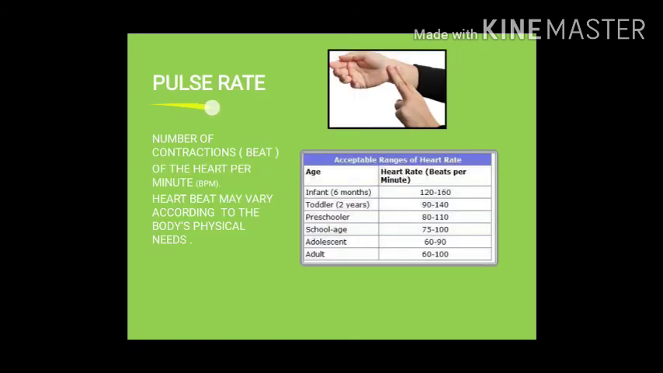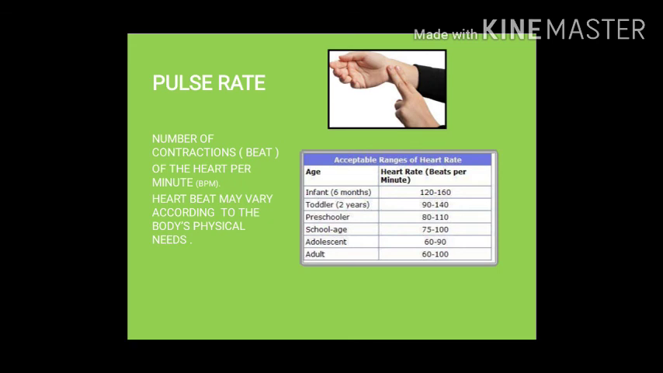Now moving on to pulse rate. The number of contractions, that is beats of the heart per minute, is called pulse rate. It is represented by BPM. Heartbeat may vary according to the body's physical needs. Now in this chart I have put some normal heartbeat rates.